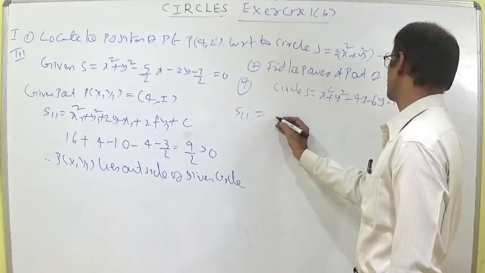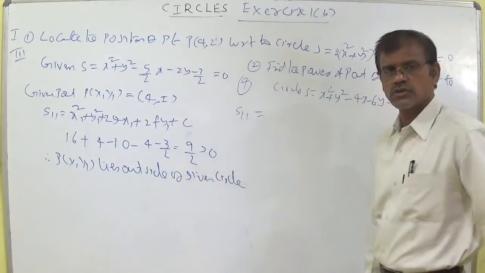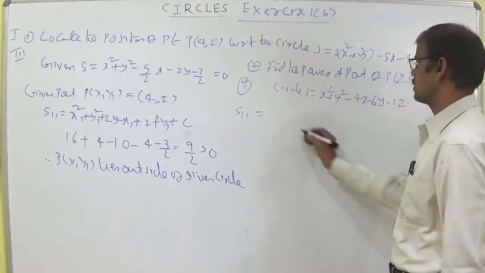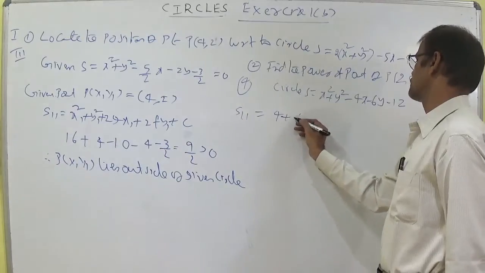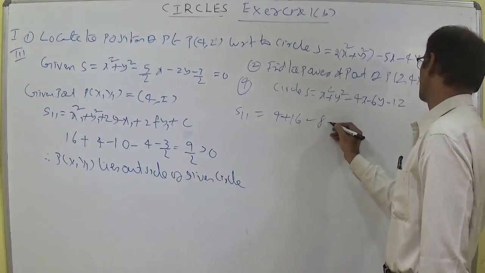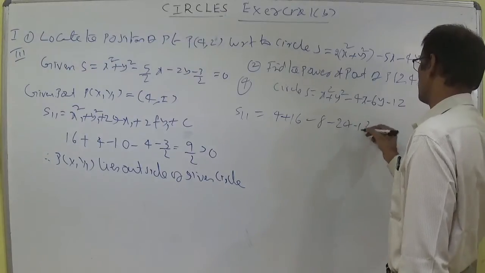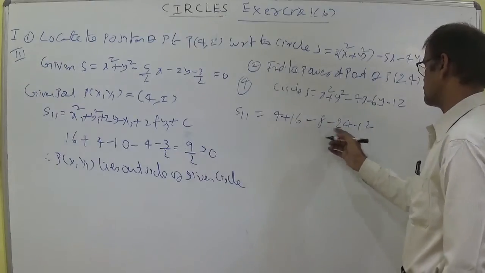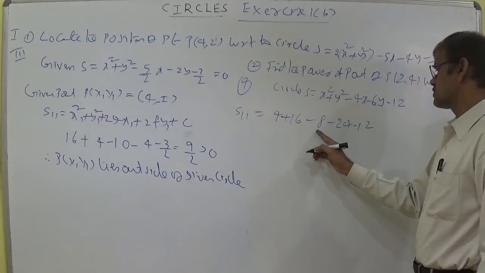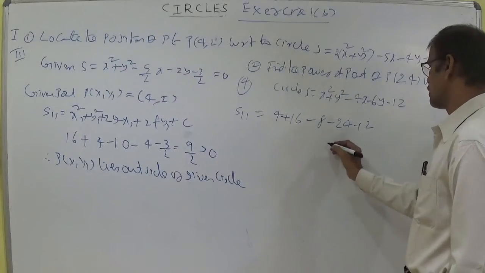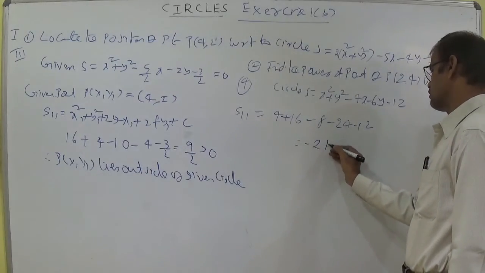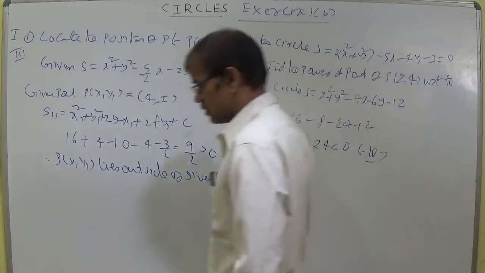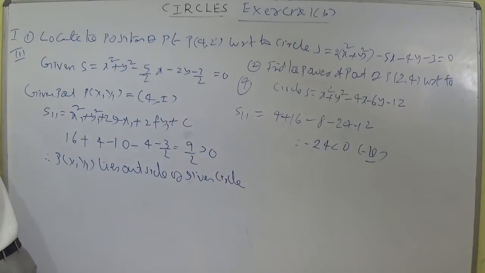S11, substitute here. The S11 notation I already wrote as x1 square plus y1 square plus 2g x1 plus 2f y1 plus c. Simply substitute the values and you will get 4 plus 16 minus 4 times 2 which is 8, minus 6 times 4 which is 24, minus 12. 4 plus 16 is 20, 20 minus 8, minus 24, minus 12 gives minus 24, negative. That's all. Now let us discuss length of tangent.